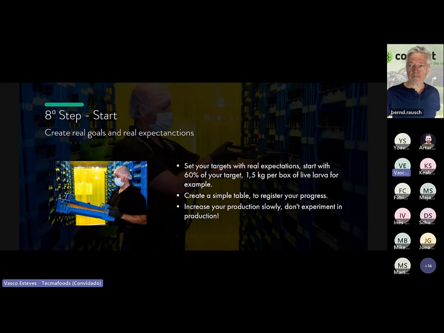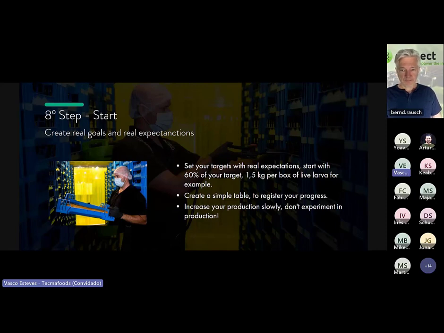At least on the key things, you cannot change if you don't have knowledge. You could get lucky, but most of the time it's going to create a problem. So create a simple table, explain to the farmer, or make it yourself, and focus on 5% of increase every 2 months. It's already really good if you can have at the end of the cycle 1.5 kilograms of mealworm per box. It's really, really good.